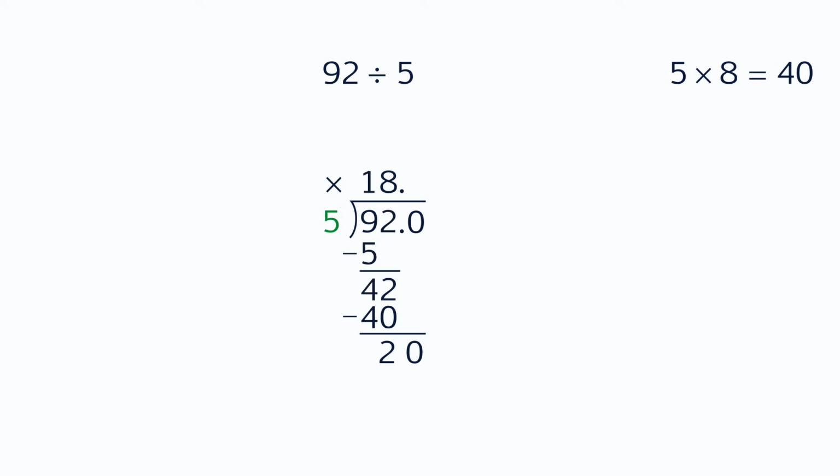How many times does 5 go into 20? 4 times 5 is 20, which means that 20 divided by 5 is 4. Place 4 above the horizontal line like this. Then multiply 4 by 5 and place the 20 here below the other 20. Now subtract 20 from 20 and write 0 here. At this point, there is no more remainder. That means that you are finished. The answer to your division problem is 18.4. In other words, you have found that 92 divided by 5 equals 18.4.